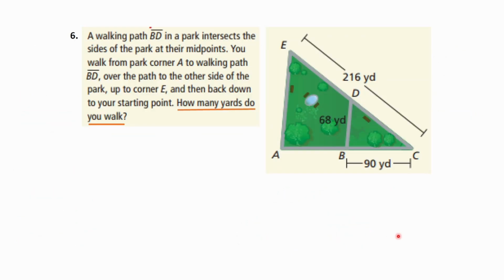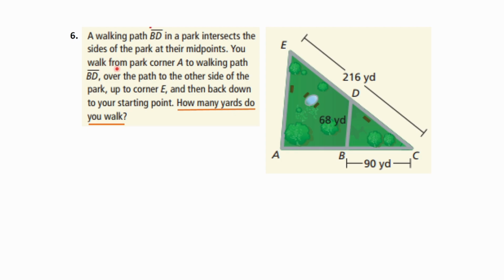Here we have kind of a story problem, or more of a potential practical application of this idea. So we have this walking path, which is from B to D here, and it intersects the sides of this particular park at their midpoints. Maybe the designer of the park or the architect of this particular area was a fan of his geometry class in high school, and he's designed it this way, or she has designed it this way.